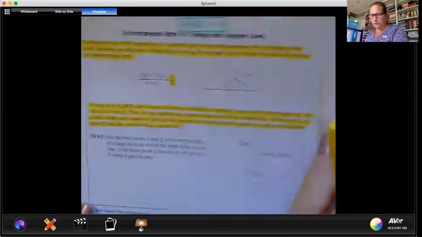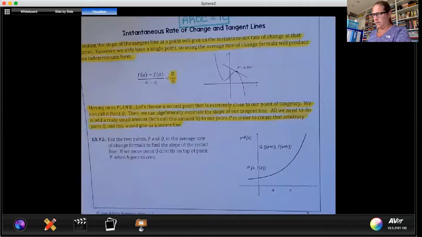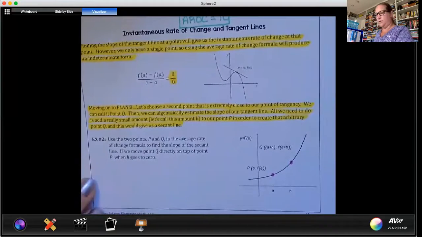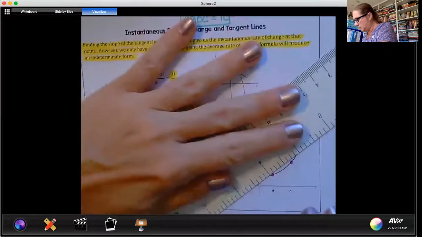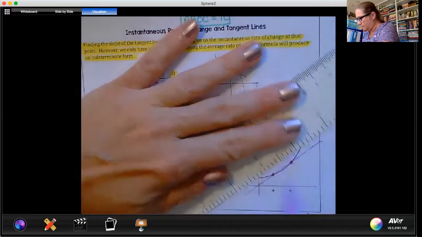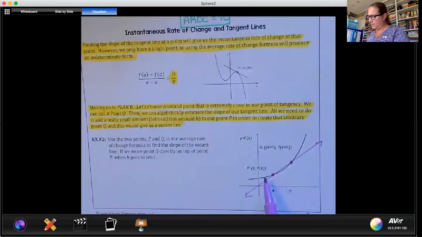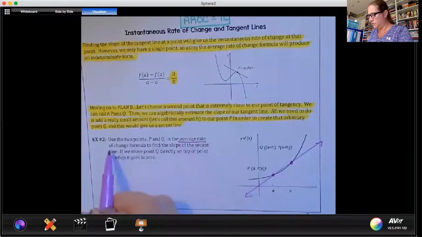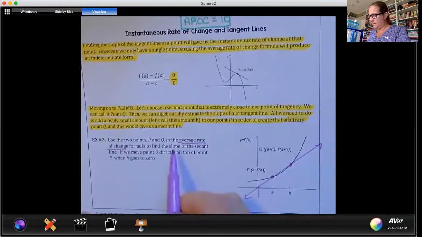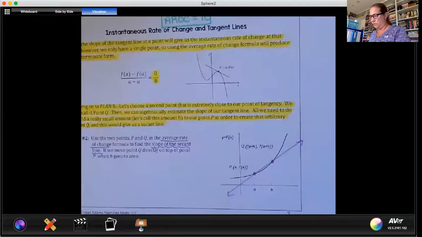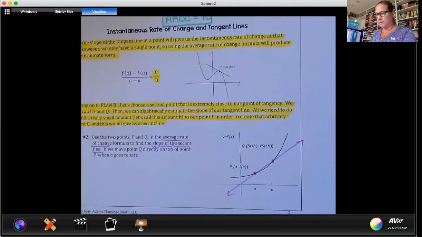So the first thing we're going to do is draw our secant line here at A and H to illustrate what we're going to be finding with our slope. Use the two points P and Q in the average rate of change formula. So we're going to do average rate of change to find the slope of the secant line if we were to move point Q directly on top of point P, when H goes to 0.